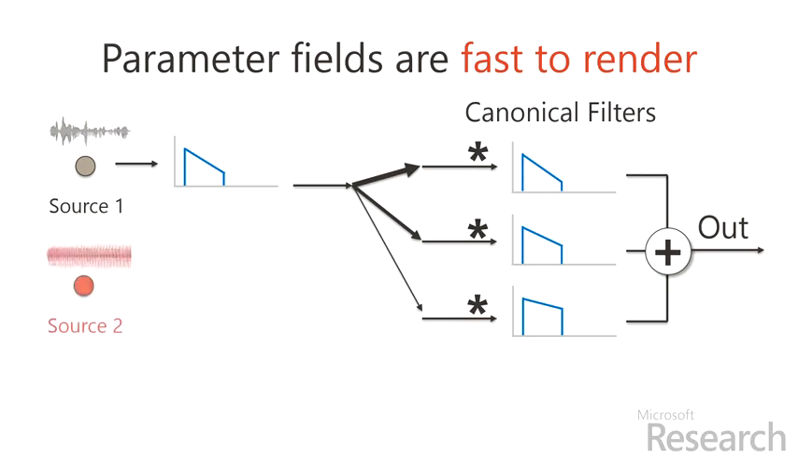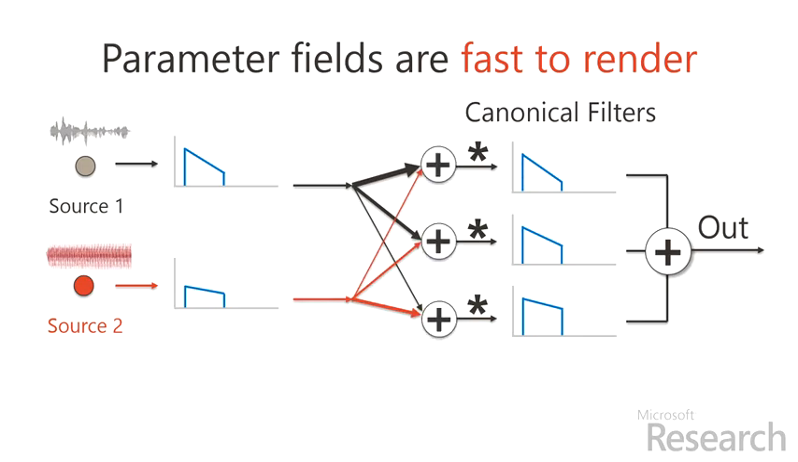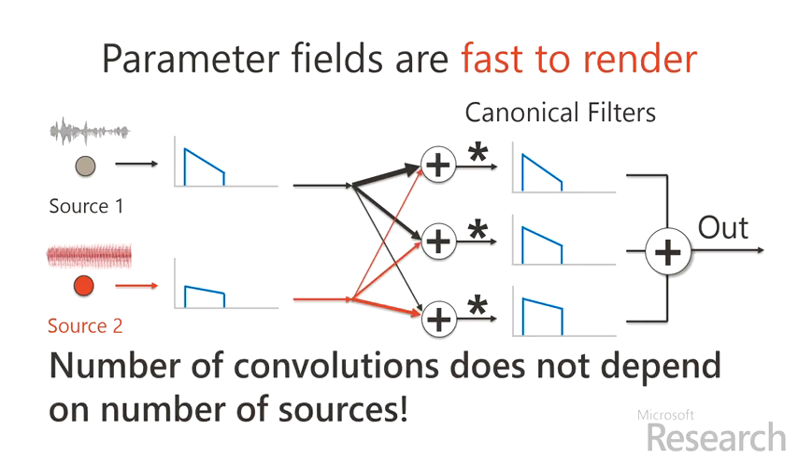And the advantage is, suppose you had another source with its own set of parameters, and based on these parameters, its own set of weights. But since convolution is linear, we can sum up all these signals before performing convolutions. So the advantage is the number of convolutions no longer depends on how many sources you have. This is a huge gain, because convolution is far, far more expensive than these summations we're doing here.